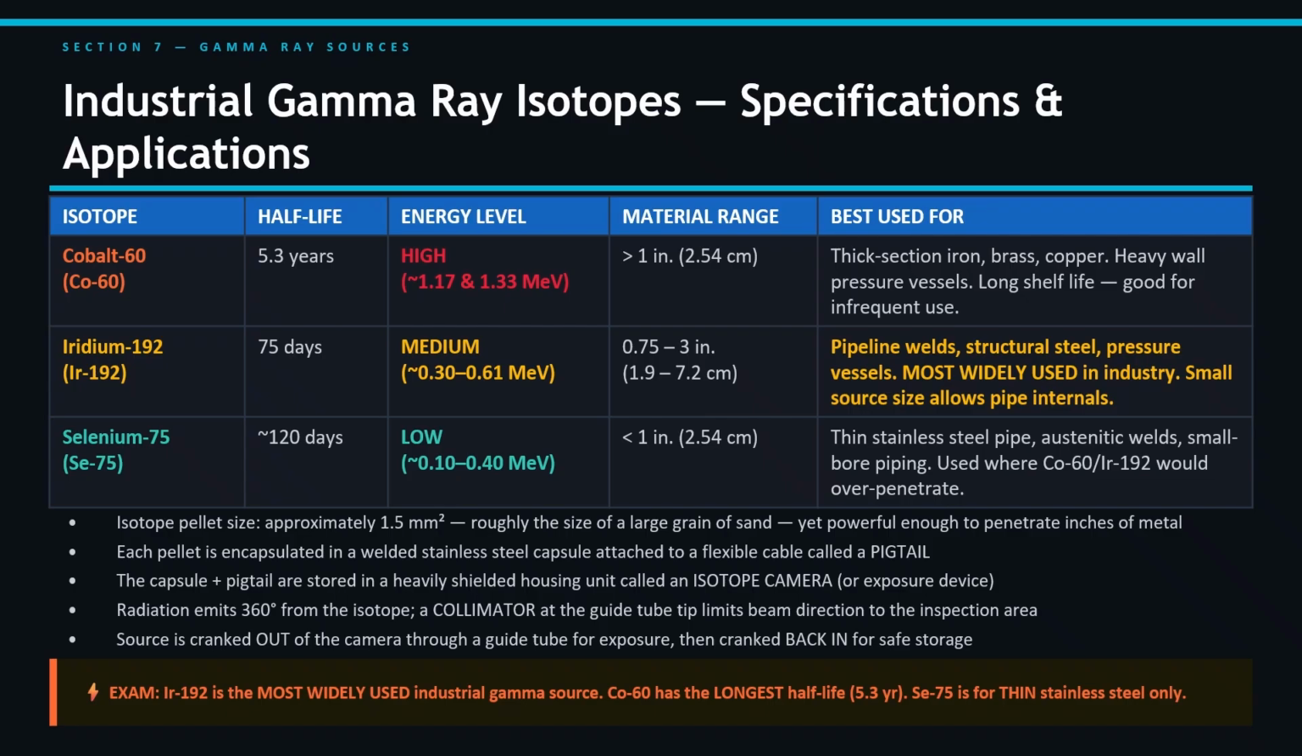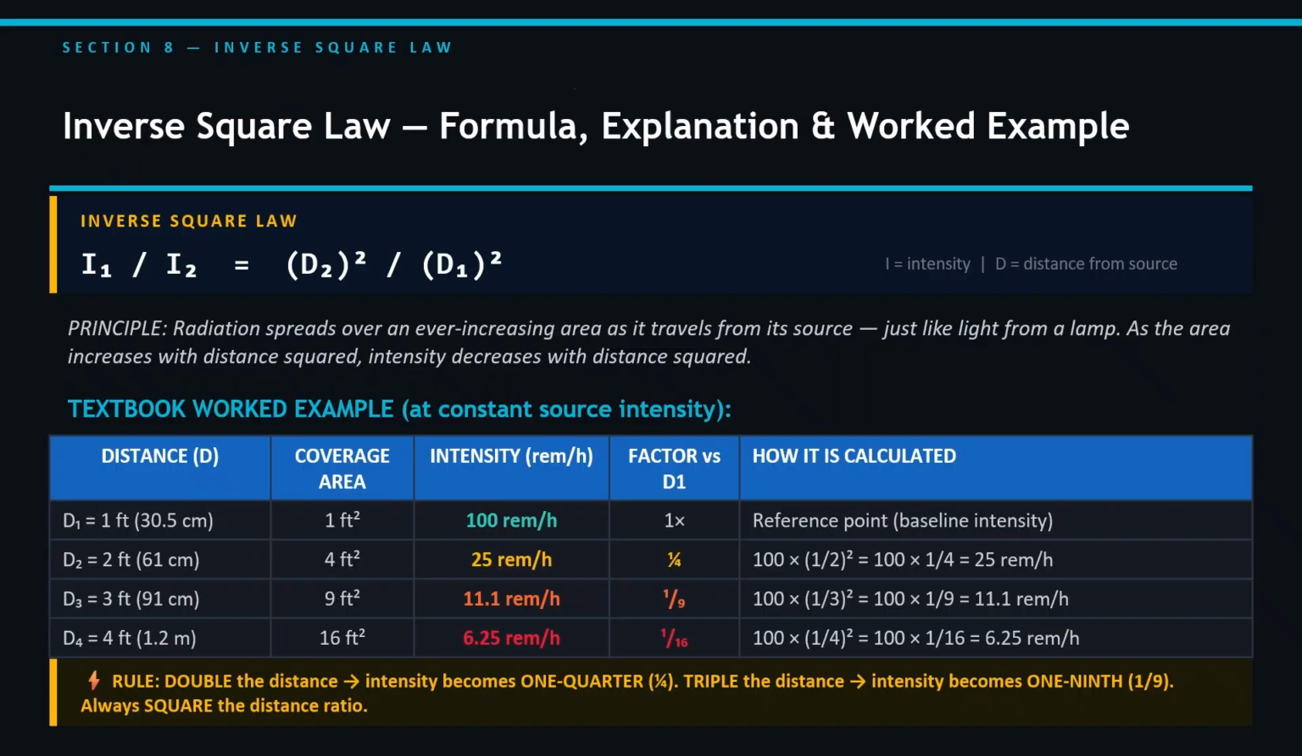Source selection is not simply a matter of asking which isotope is strongest. The radiographer must consider material thickness, material type, required image quality, source size, exposure geometry, access, and applicable procedure requirements. A gamma source is physically small, but its radiation field is not small. Radiation emerges from the source in many directions, so a collimator is used to direct the useful beam toward the test area. This is where radiation physics becomes field practice.